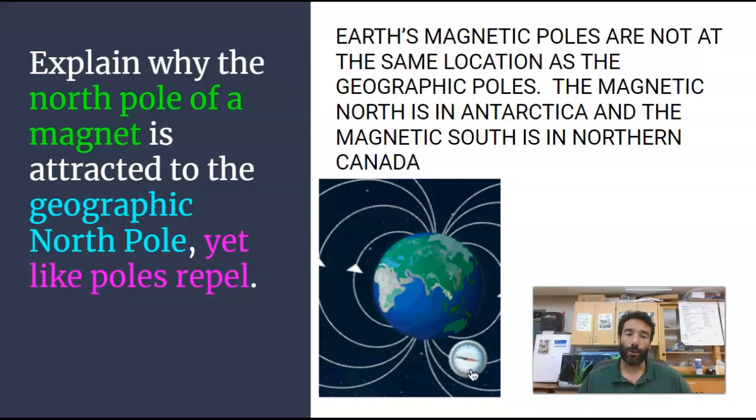So let's go back to that question that we've been trying to answer this whole time. Explain why the north pole of a magnet is attracted to the geographic North Pole, yet like poles repel. Well, the magnet in my compass isn't actually defying the laws of magnetism. It is being attracted toward the magnetic South Pole, which is the geographic North Pole. All right, I know that's confusing, but I hope that helps with your understanding of magnetism.